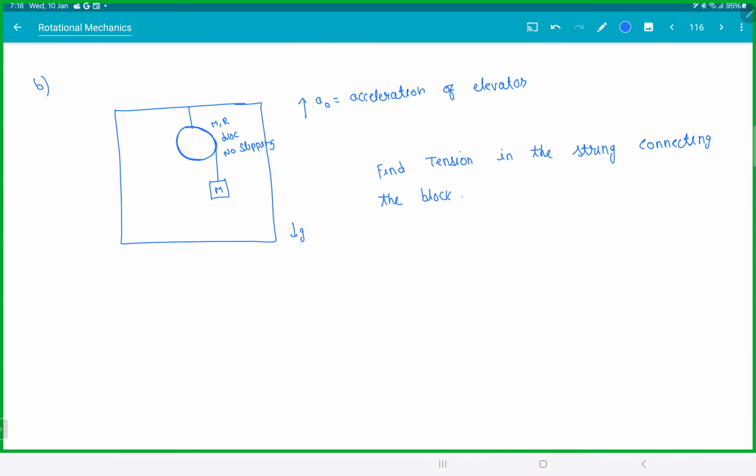Now you'll understand why that constant is important. If you blindly write A is equal to R alpha, you'll get trapped. And when you write A is equal to R alpha, where are you getting that from? That is not from circular motion.